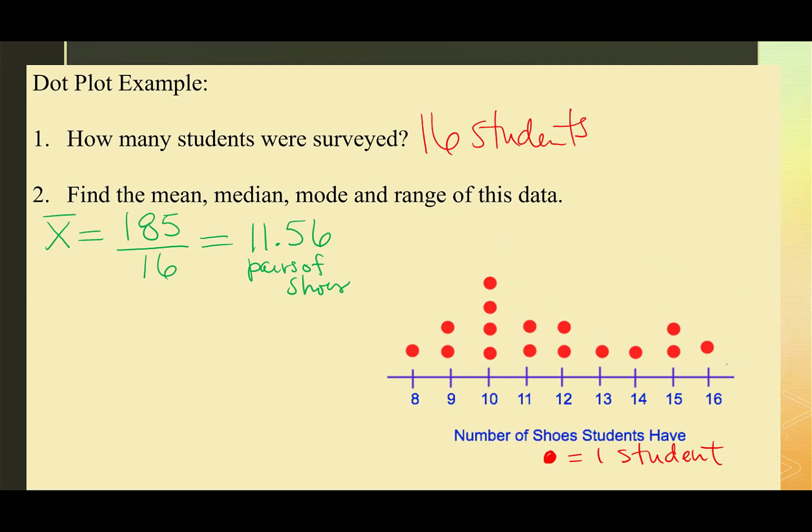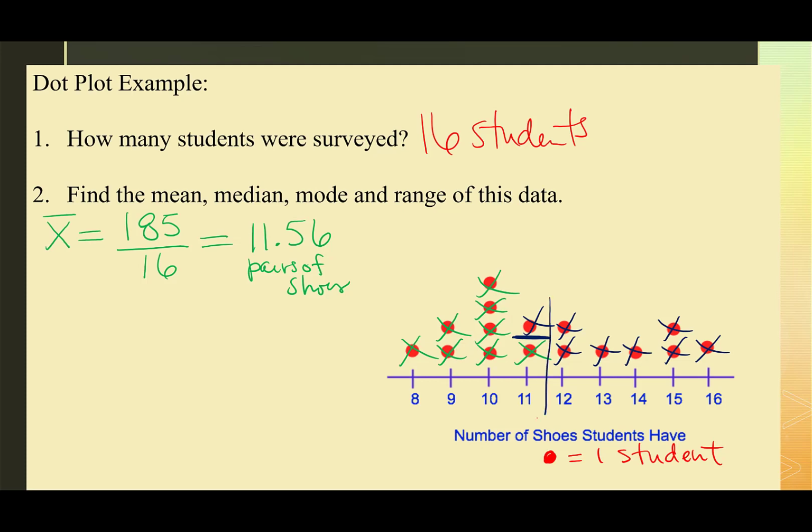Next, to find the median, I want you to take the total number of students, 16, divide it by 2, which is 8. And starting from the smallest amount of shoes, the smallest data point, let's count 8. 1, 2, 3, 4, 5, 6, 7, 8. And then I also want you to count 8 data points starting from the largest. 1, 2, 3, 4, 5, 6, 7, 8. And I want you to notice that this line, there is exactly 8 data points greater than that line, and there's 8 data points less than that line.